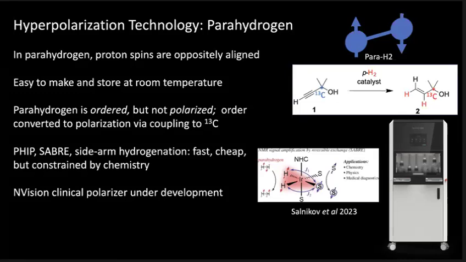You can store it for months. And in fact, I used to dabble in parahydrogen, and with about $50 of stuff from Sigma and Home Depot, you can basically do this in the lab. You don't get huge polarization, but you can do it. So it's a very easy, very fast technology.